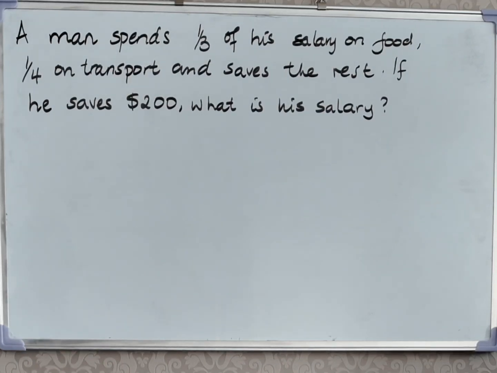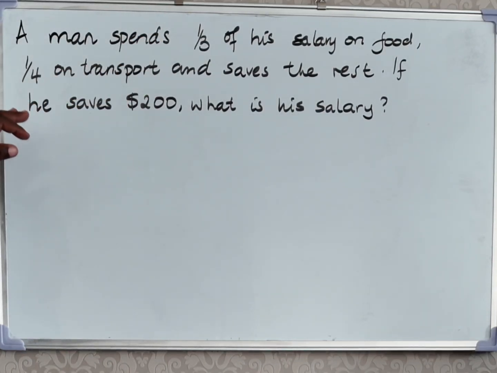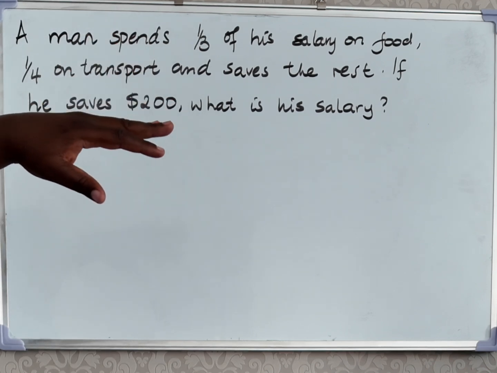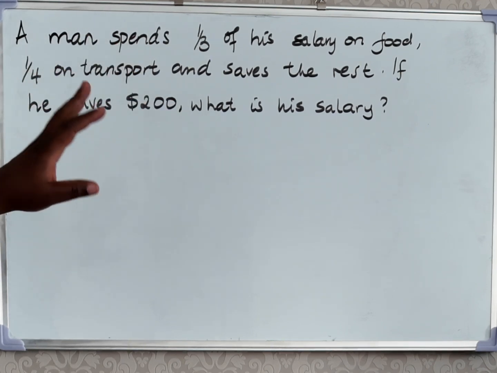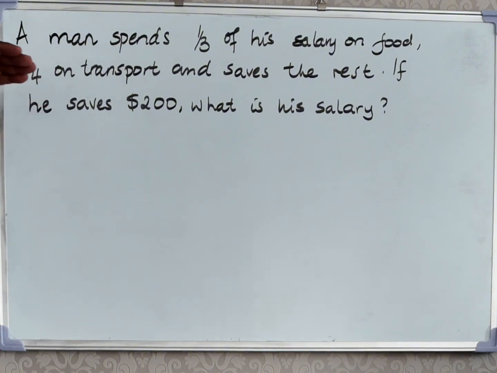Right, so our question says a man spends 1/3 of his salary on food, a quarter on transport, and saves the rest. If he saves 200, what is his salary? Right, so the trick here is the first two are given as fractions, and then the third one is given as an amount. So it's difficult to figure out how much it is.